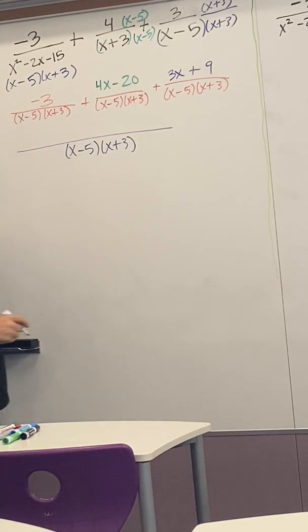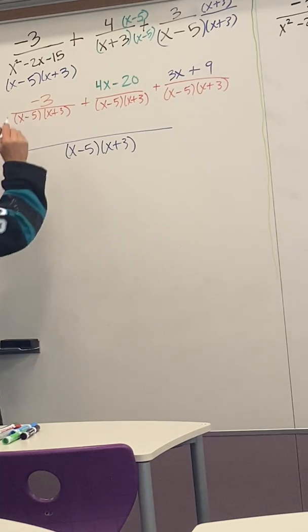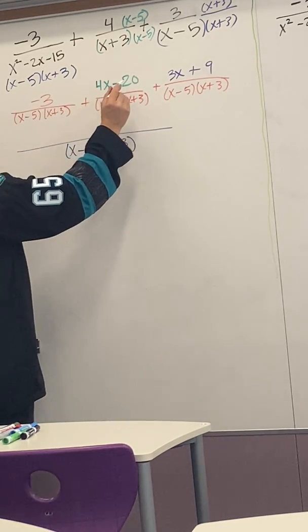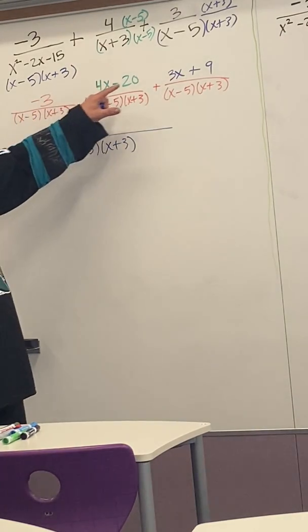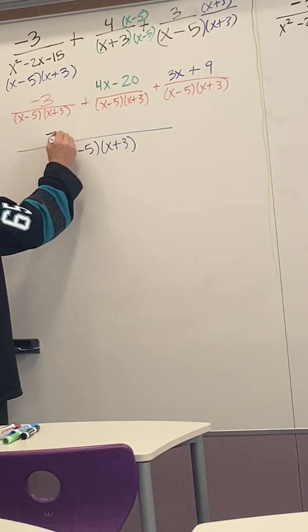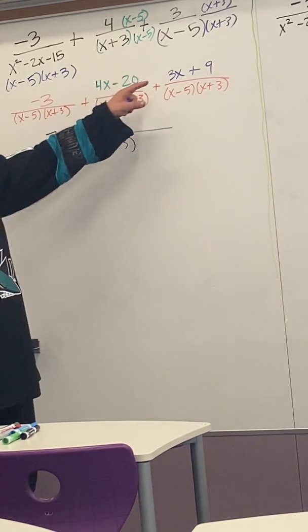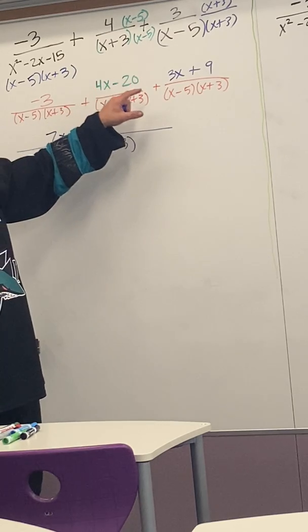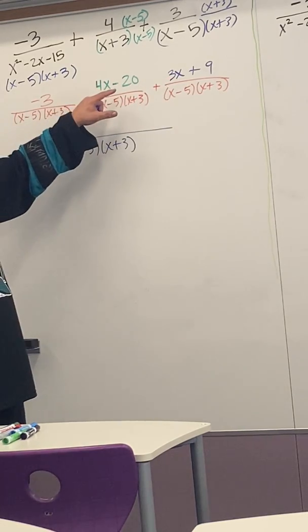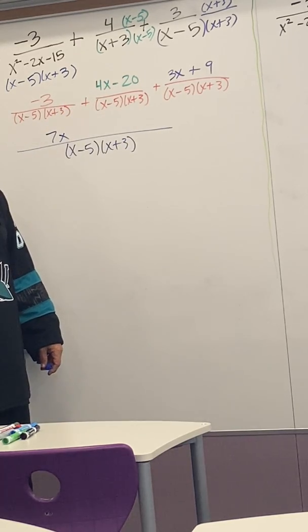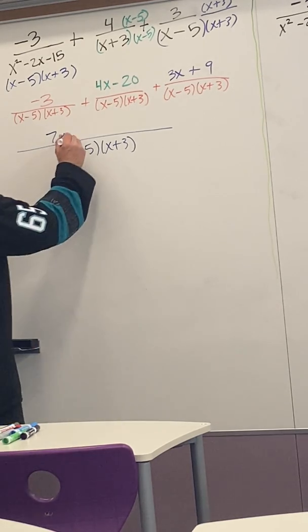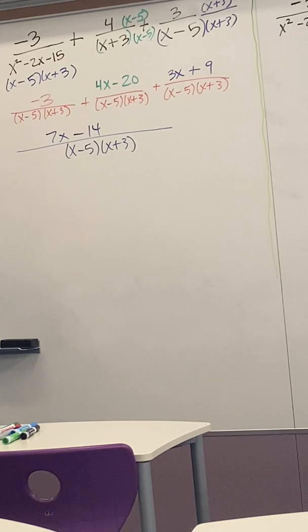And I can combine all the tops together. So look what I'm going to get. I'm going to get negative 3 plus 4x minus 20 plus 3x plus 9. So let's start with the x's. 4x and 3x, that's going to be 7x, right? And then negative 3 plus negative 20 plus 9. So negative 3 plus negative 20 is negative 23. Add 9 to that, and I get negative 14.